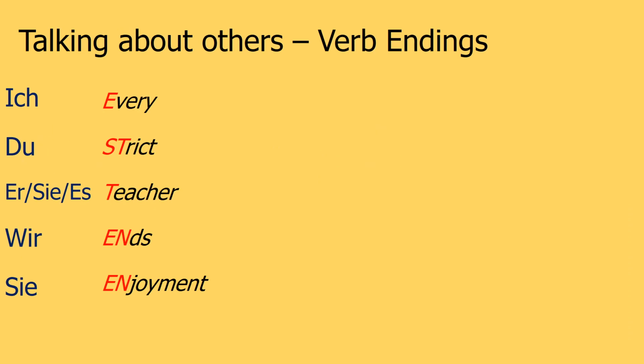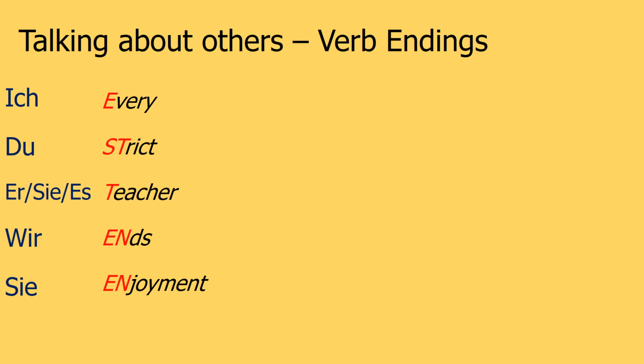Okay, so like I said before, we wanted to look at talking about others and what other people are doing. So in German, what we need to do then in the present tense is we will have to change the verb endings. That means we take our verb in the infinitive, so in the version that you find in the dictionary. Often they end in en. We take off the en and then we add on the different endings. Now, lots of you hopefully remember this little phrase that helps us with this, which is every strict teacher ends enjoyment. And this is how we can describe what other people are doing.